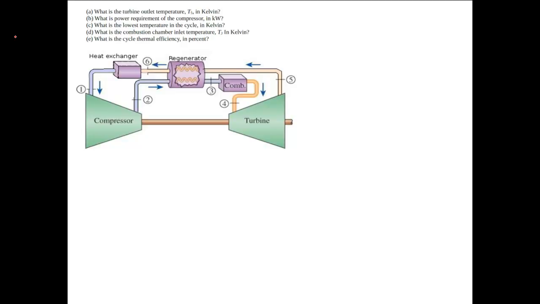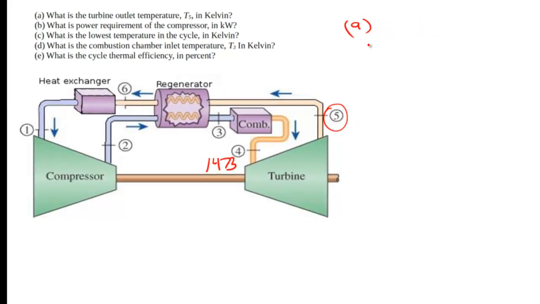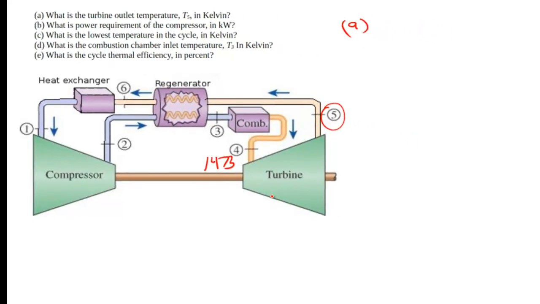And so first we'll look at the first problem here. Part A asked for what the turbine outlet temperature was. That would be T5 right here. And we were given what the inlet temperature was in the problem, and that was 1473. So the way we want to do this is we're told that this efficiency is 80% as well.